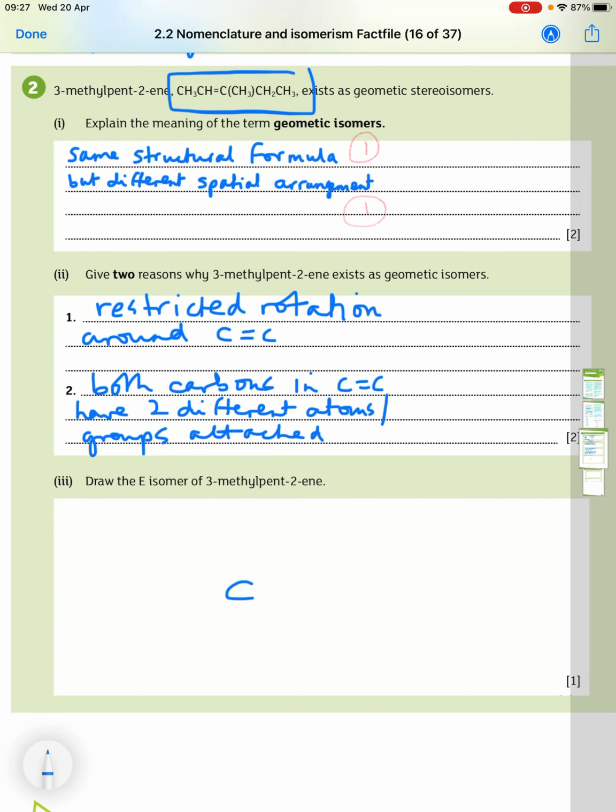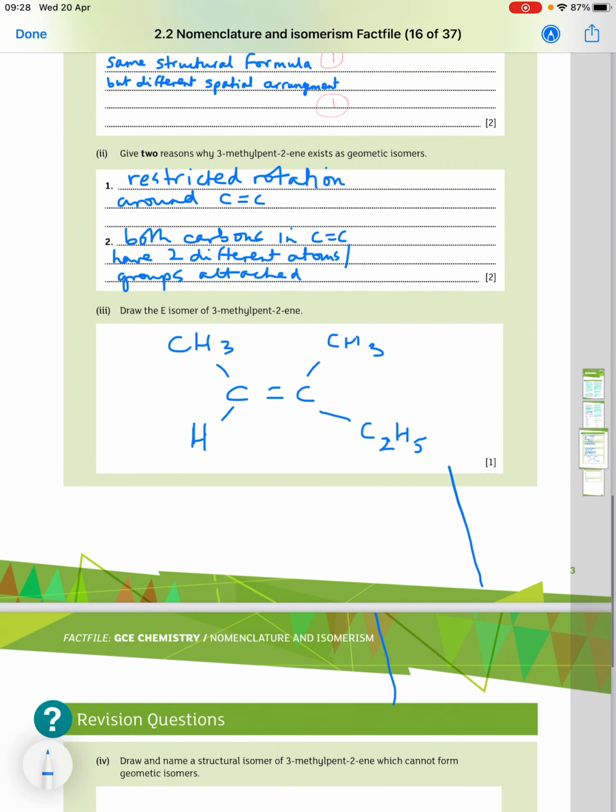Part 3, draw the E isomer of 3-methylpentene. I'm going to start with the carbon-carbon double bond. So that means we need a CH3 here, and then our C2H5 here, which gives us 1, 2, 3, 4, 5 in the longest carbon chain. 3-methyl, so we've got a CH3 here, and then a hydrogen on this carbon as well.